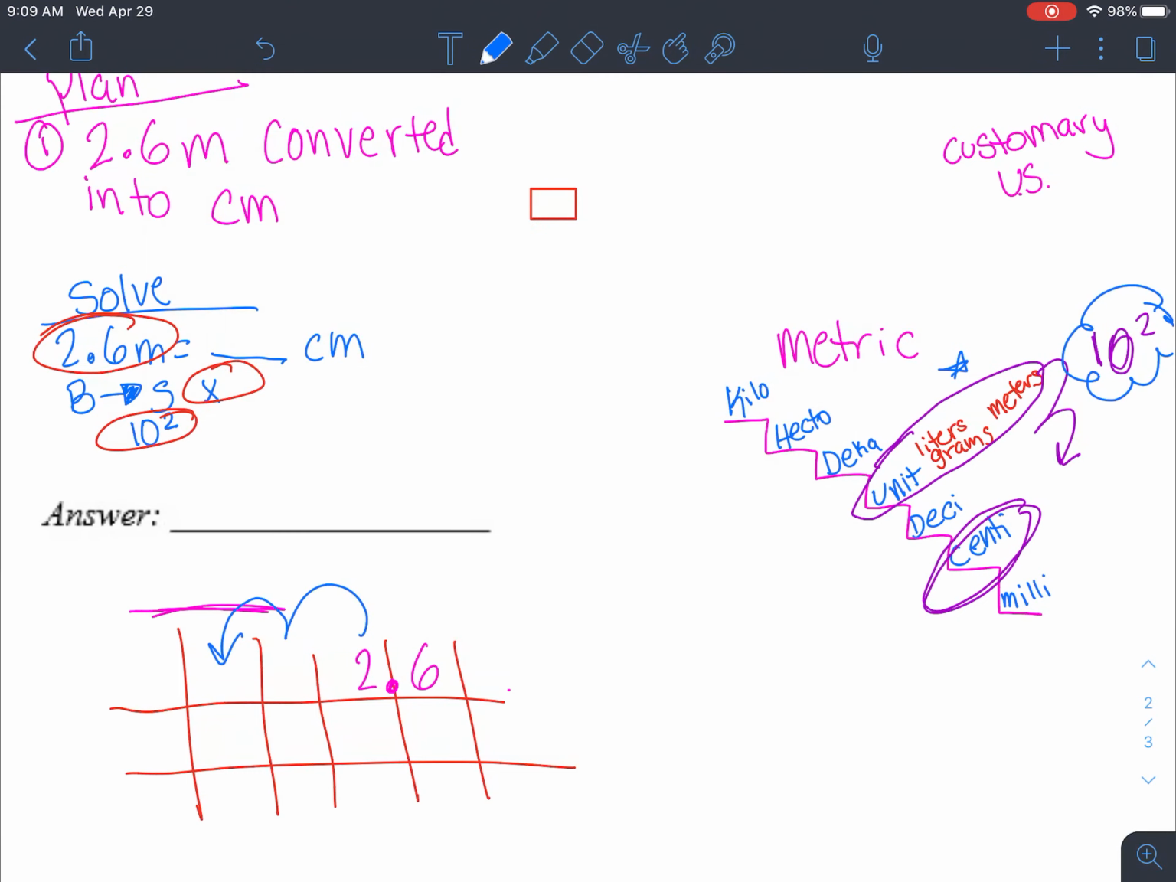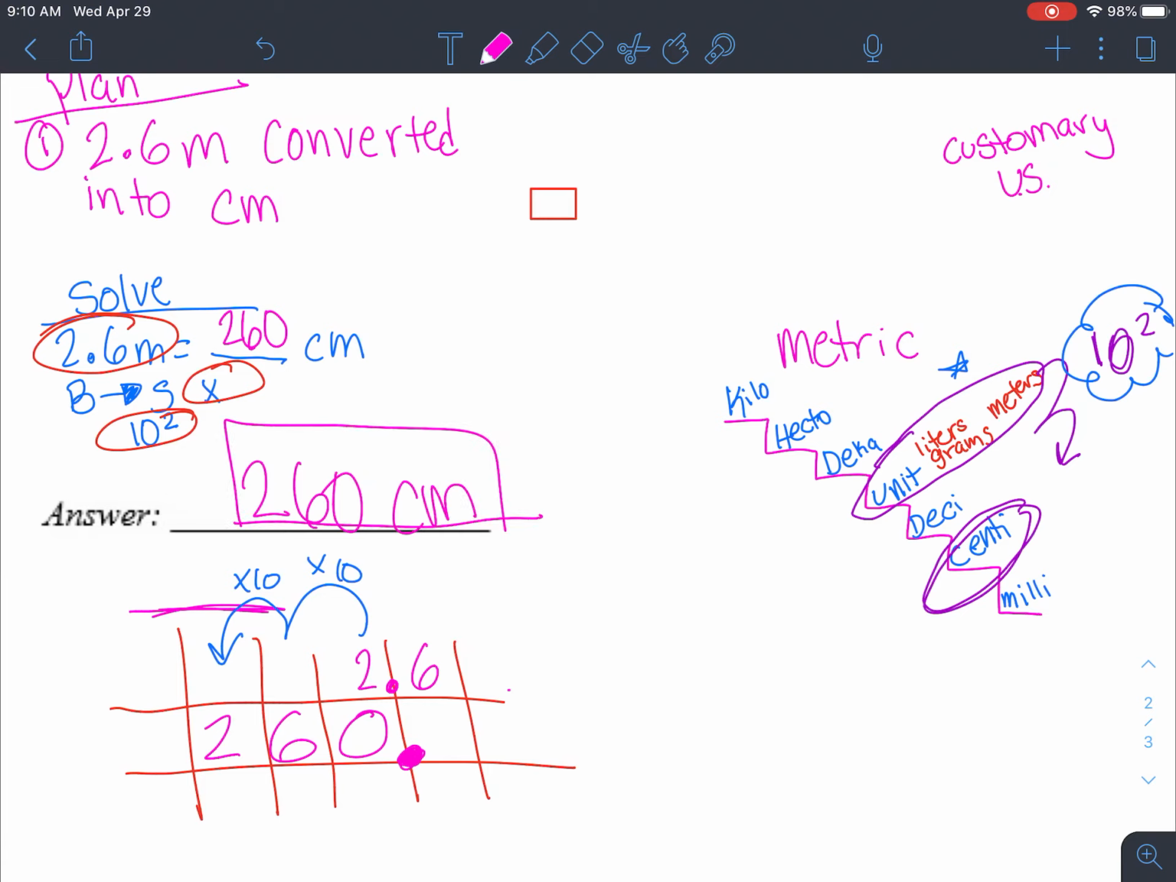1, 2, times 10, times 10. All right, my 2 moved over, my 6 moved over, my decimal stays in the same exact place, and I can go ahead and put a placeholder 0 right there. I now know that 2 6/10 meters is equivalent to 260 centimeters. My answer is 260 centimeters, and you could go ahead and box that in.